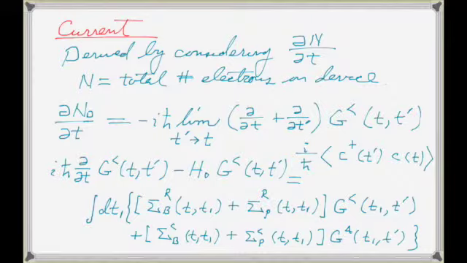And when we worked in energy, these were just a product. We had sigma times G less than. But when you Fourier transform, if you have a product in one domain, it's convolution in the other, right? So here we see it's a convolution in the time domain. I mean, we'd still have a product in terms of H0, but H0 is time independent. So H0 is like delta of t minus t prime. It's instantaneous.